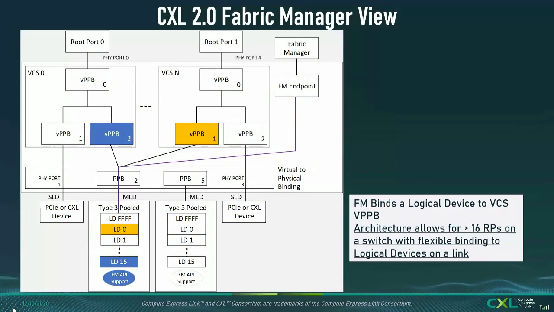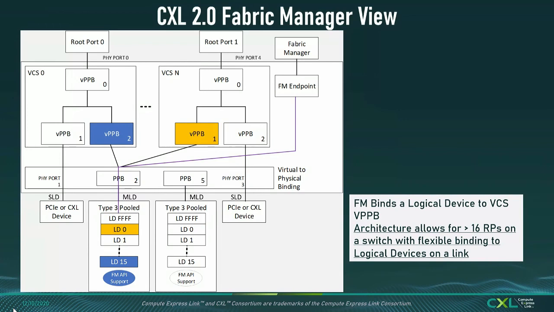It performs a bind command so that VPPB2 in the VCS0 is bound to LD15. And that's shown in the blue color. And the switch does the yellow color binding to LD0 the same way. The switch performs the virtual to physical translation such that all CXL.io and CXL.mem transactions targeting VPPB2 in VCS0 are routed to the MLD port with the logical device ID set to 15.